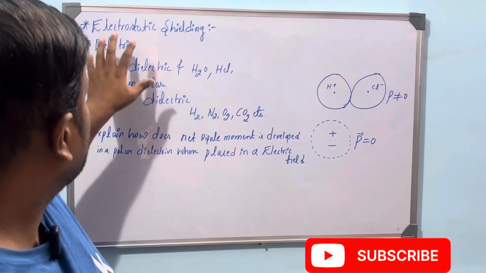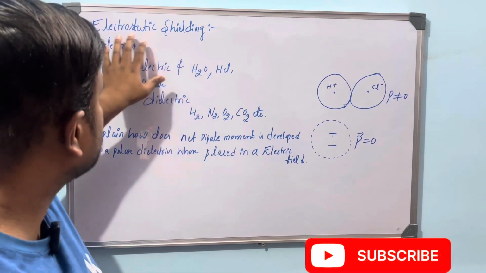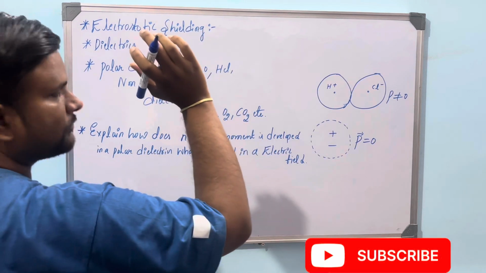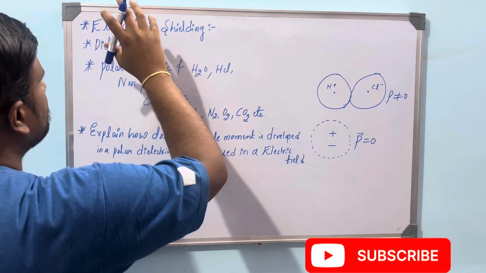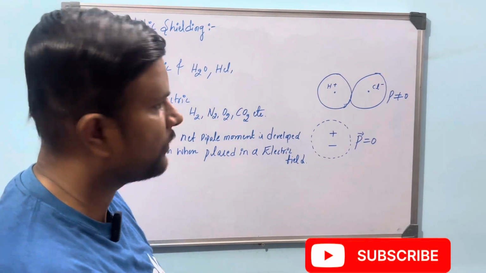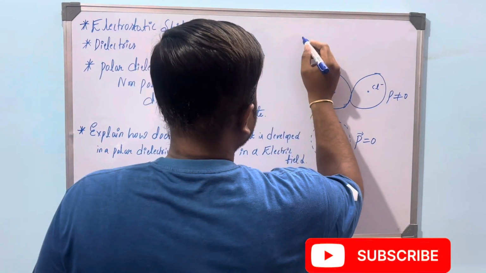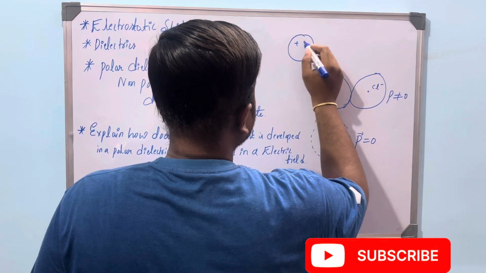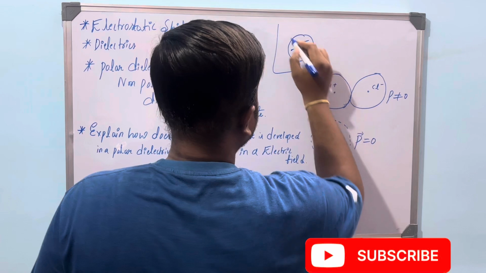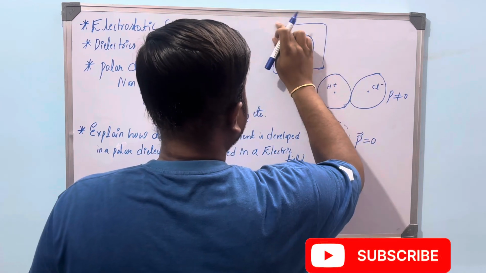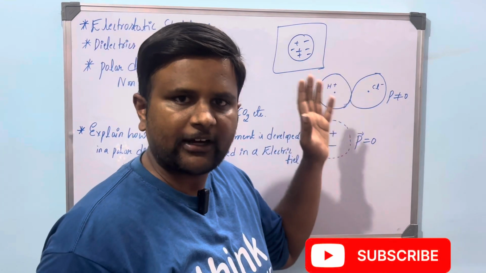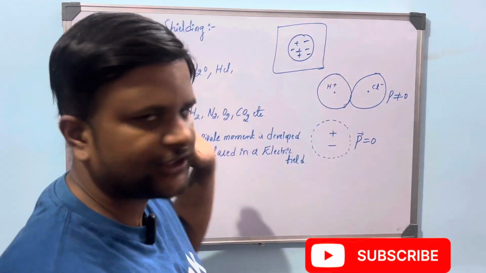Now, electrostatic shielding. Electrostatic shielding means protection from the electric field. If I want to shield something from the electric field, it is called electrostatic shielding. Suppose I take a conductor and want to protect it from the electric field, I need to do the shielding. If I do the shielding, then even in the presence of an electric field, its value does not get affected. This is called electrostatic shielding.